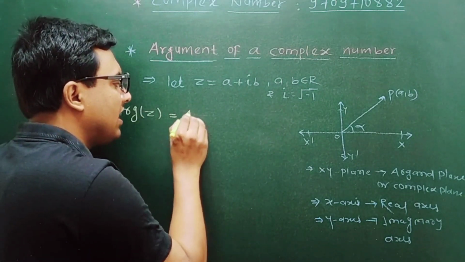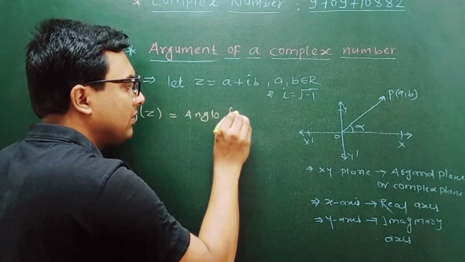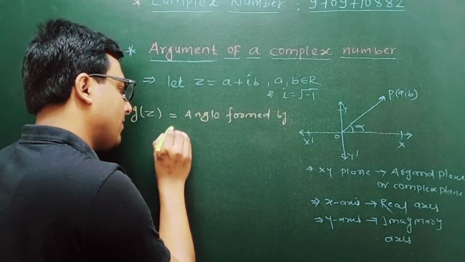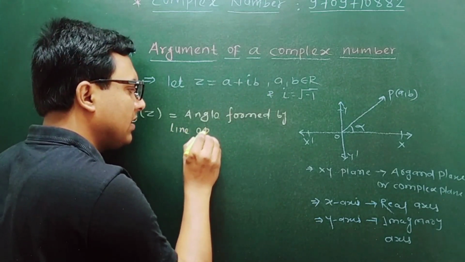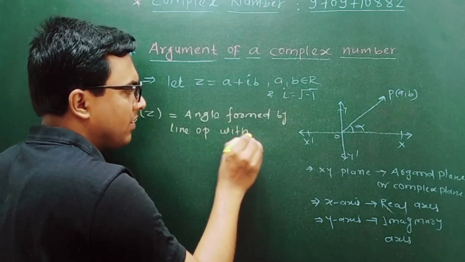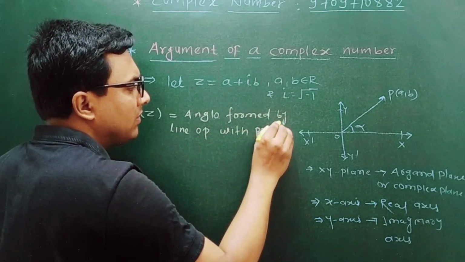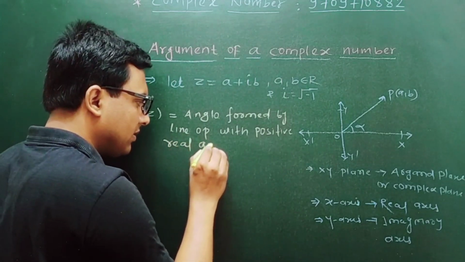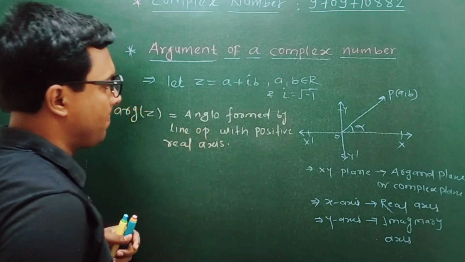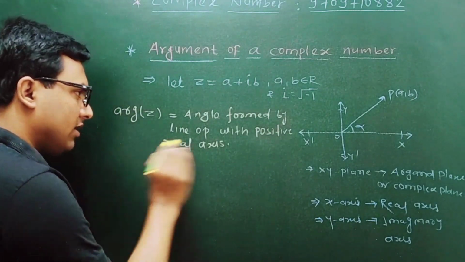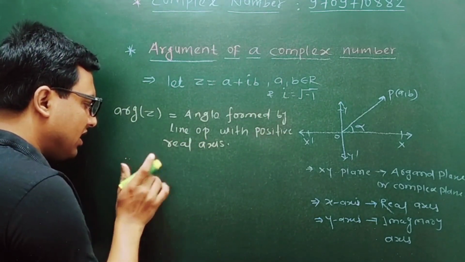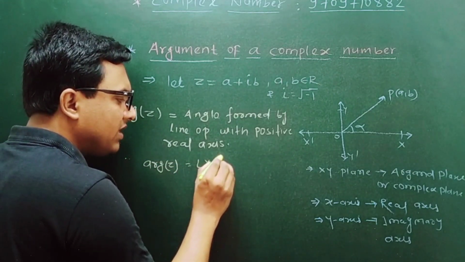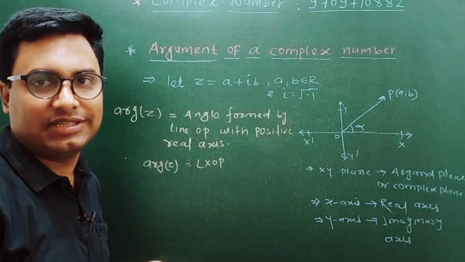Argument of z means the angle formed by line OP with the positive real axis. Right? See here. Therefore, argument of z means what? Angle XOP is known as the argument of z. Right?